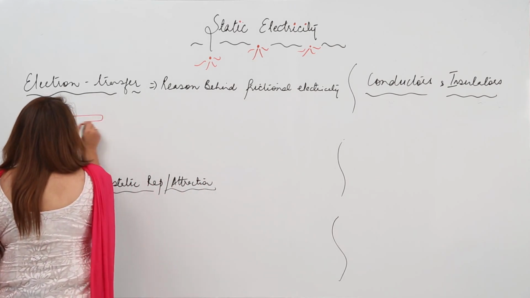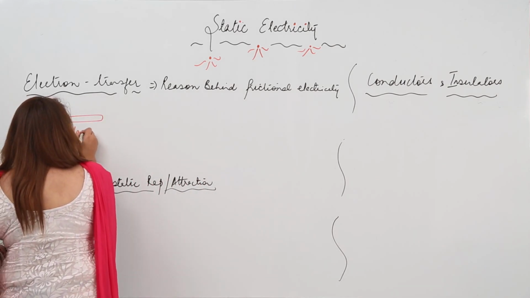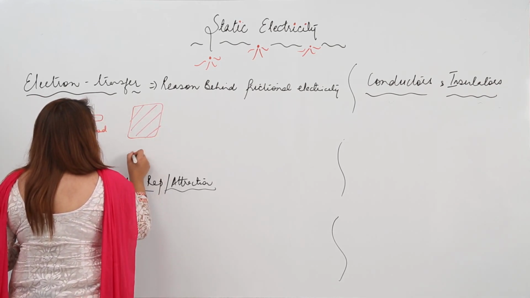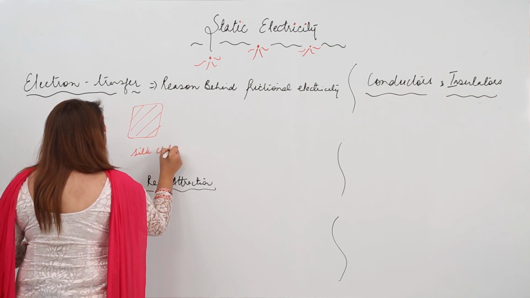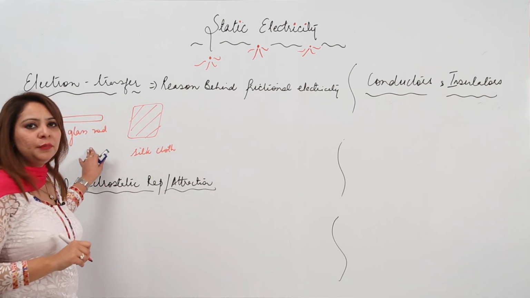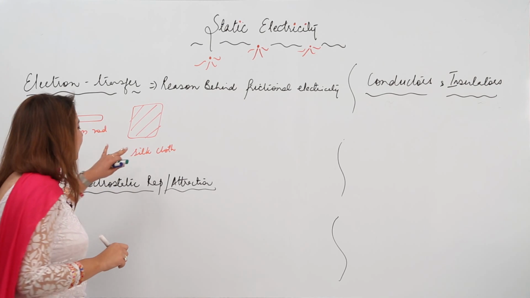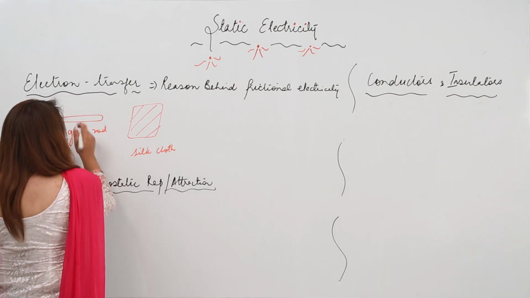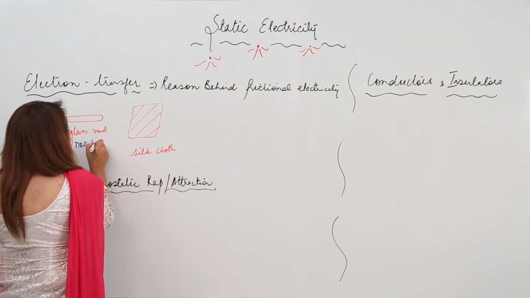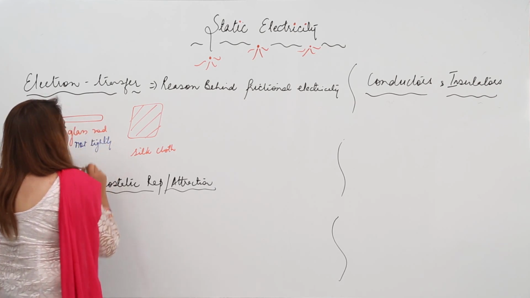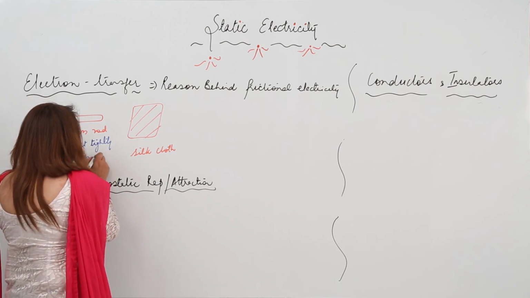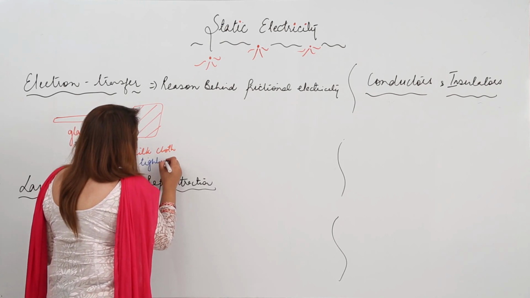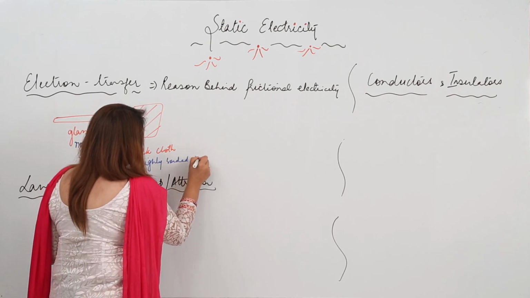So let's say that this is my glass rod, and I am going to rub it with silk cloth. This is my silk cloth. So what happened when I rubbed the glass rod with silk cloth? There occurred electron transfer. In the glass rod, electrons are not tightly bound as compared to the silk cloth. In the silk cloth, in comparison, there are tightly bound electrons.